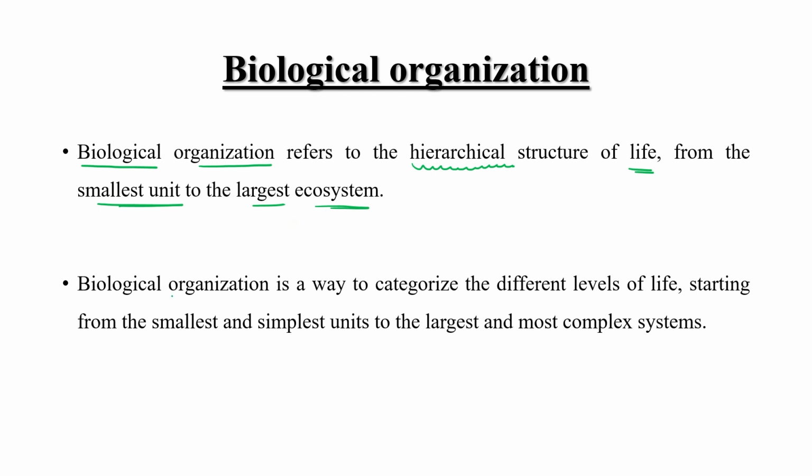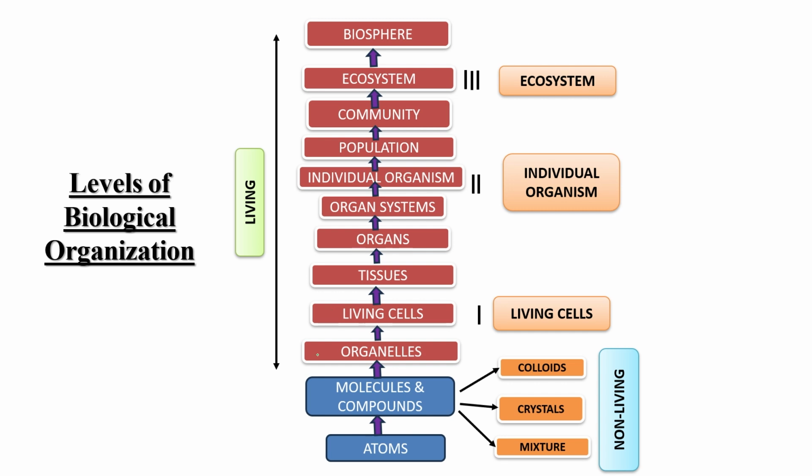So biological organization is a way to categorize the different levels of life, starting from the smallest and simplest unit to the largest and most complex system. As you can see in this particular slide, this is the atom.